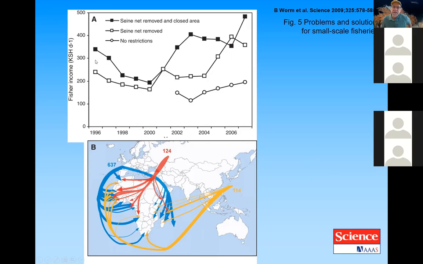One of the problems is the income. What happens when seines are removed and fishing restrictions are put on? When there's no restriction, you tend to get low levels of fish income. When there are restrictions in closed areas, the restrictions can work to the benefit of local fishers.